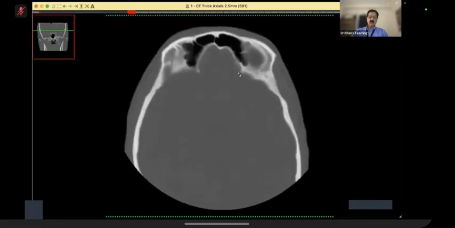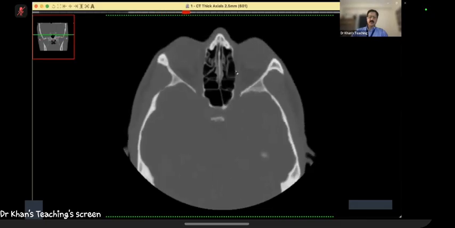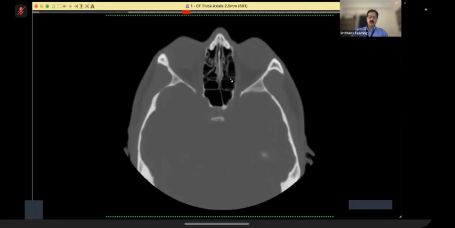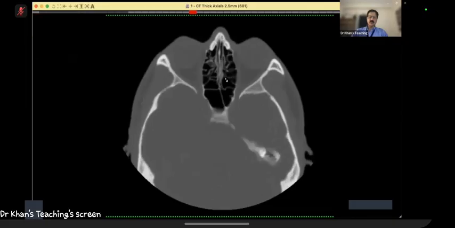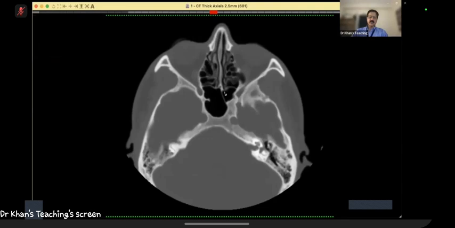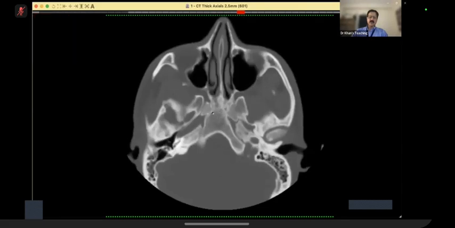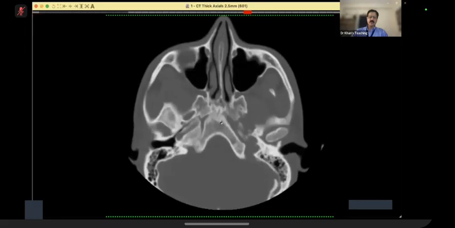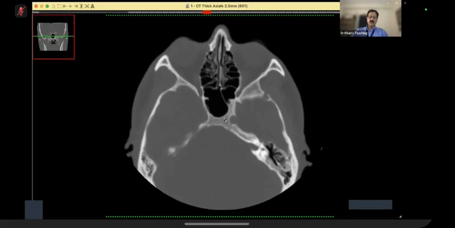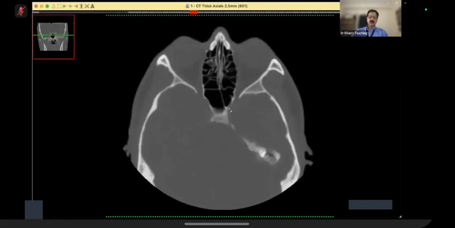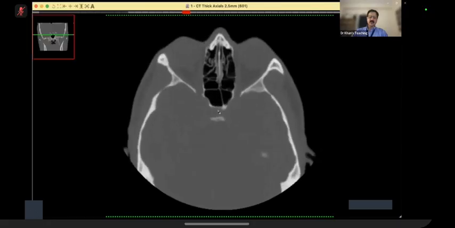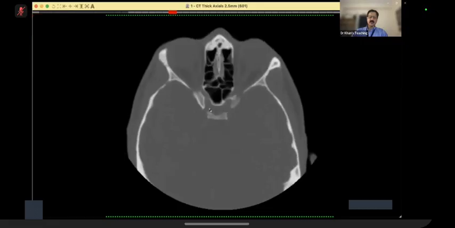And just to orient on an axial, just look at the ethmoid sinus and look at the orbits. So these are the orbits. This is the ethmoid sinus, and posterior to that is the sphenoid sinus. As I go inferiorly, this is the clivus. Coming superiorly, sphenoid sinus, and then this is the pituitary fossa, the posterior clinoid and the anterior clinoid, and this is the optic foramen.